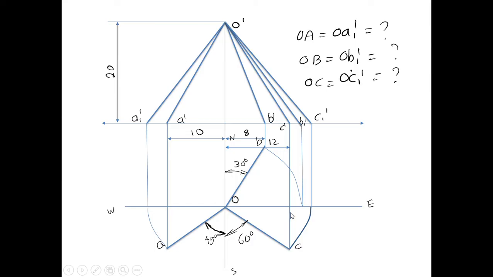Now to get the point B, with OB as radius and O as center, draw an arc like this up to the locus of O, then drop that to the locus of B dash, and you get the point B1 dash. Connect O dash B1 dash. Now to get the point C1 dash, with O as center and OC as radius, draw an arc up to the locus of O, then drop that to the locus of C dash, connect that, and you get C1 dash. So you got the distances O dash A dash, O dash A1 dash, O dash B1 dash and O dash C1 dash, which are the true lengths of the ropes.